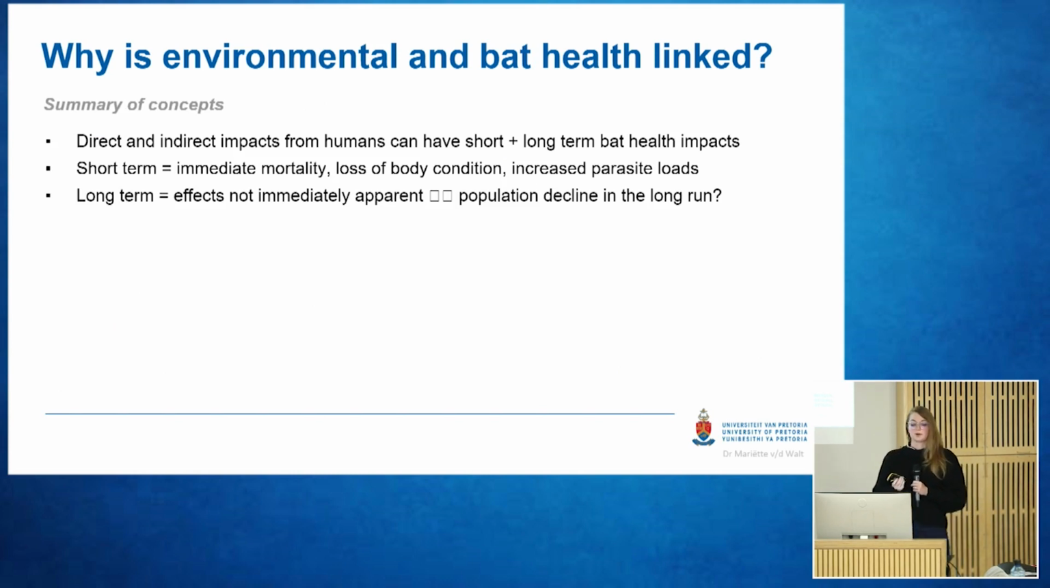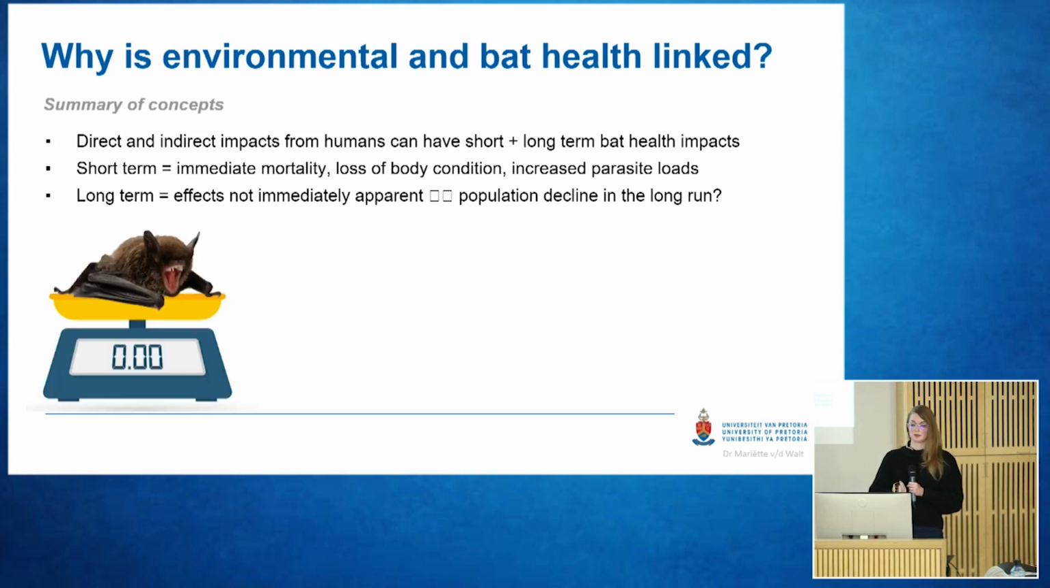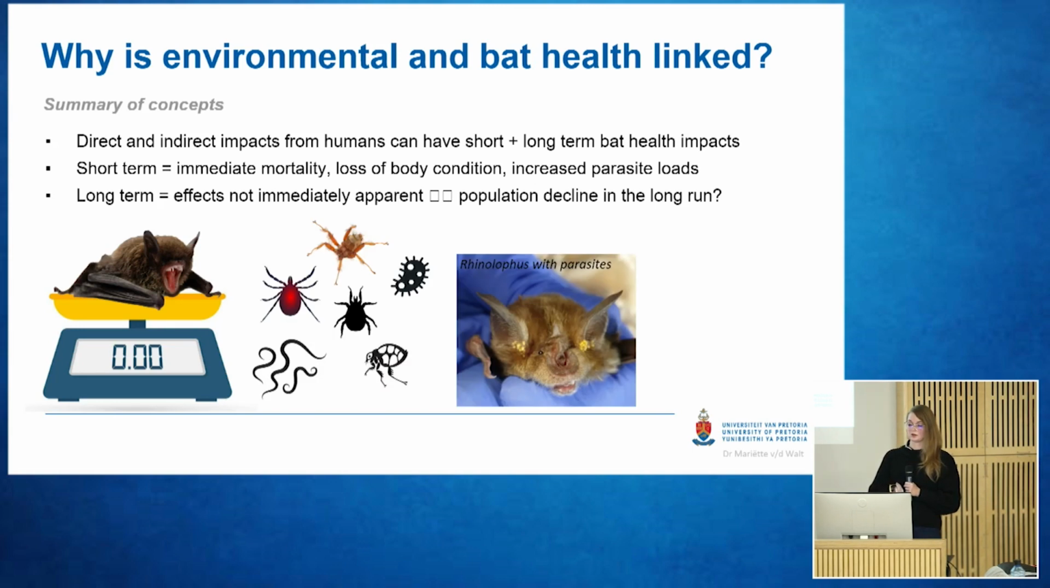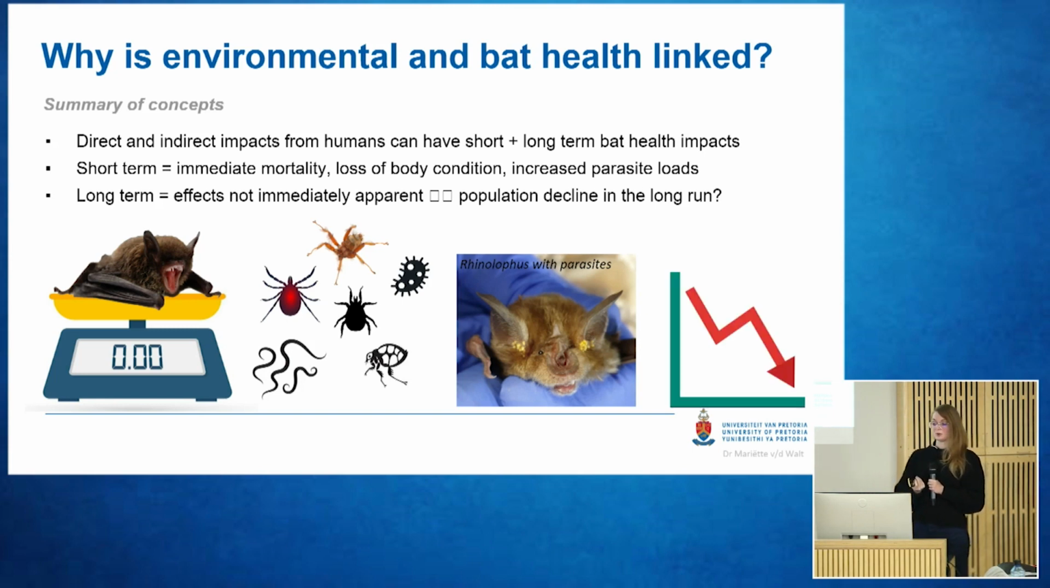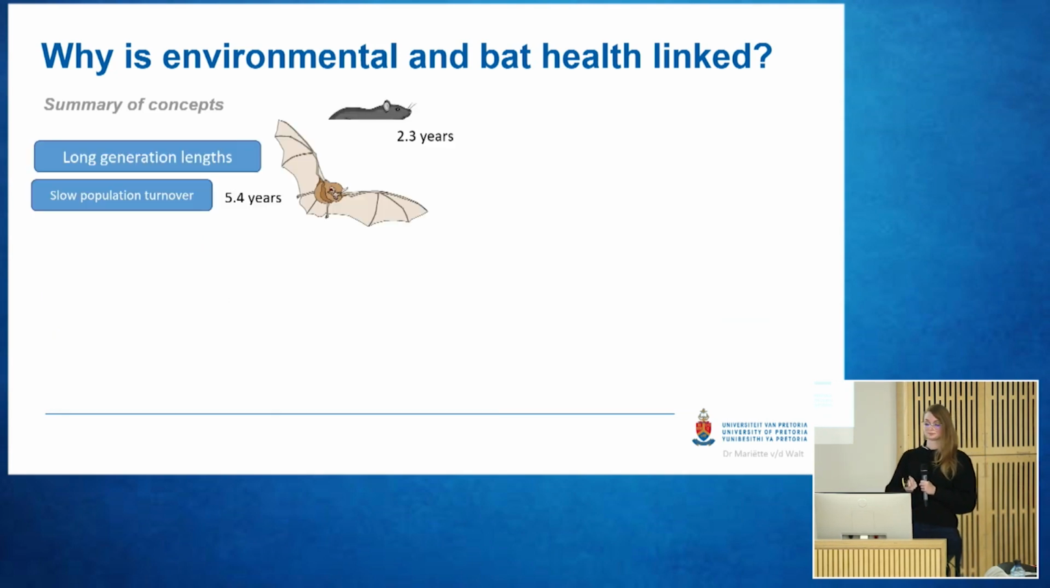So we have both direct and indirect impacts from humans that can have short and long-term bat health impacts, where your short-term impacts include things like immediate mortality, loss of body condition, and increases in parasite loads. You also have your long-term effects that might not be immediately apparent, which could lead to long-term population changes or declines.